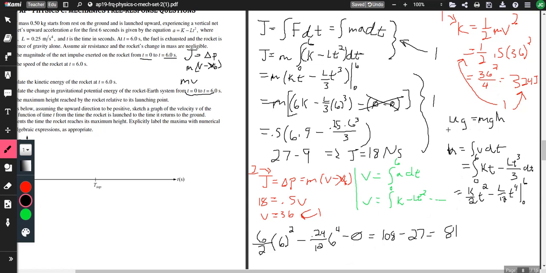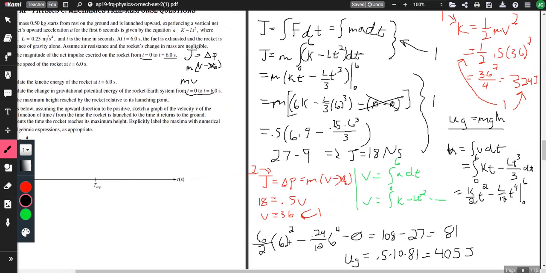I can plug it back into this equation. So mu g is going to be equal to the mass times gravity times 81. So that's going to be 405 joules. All right.